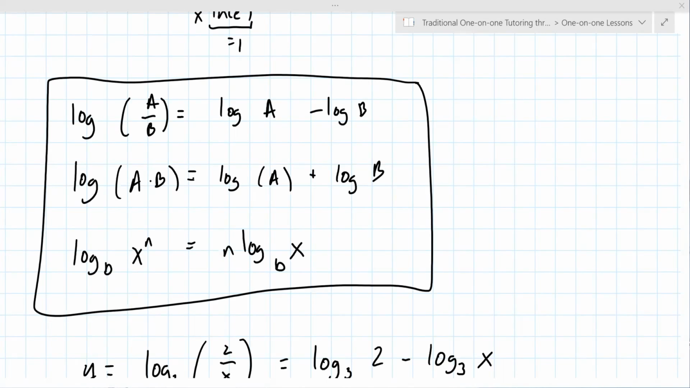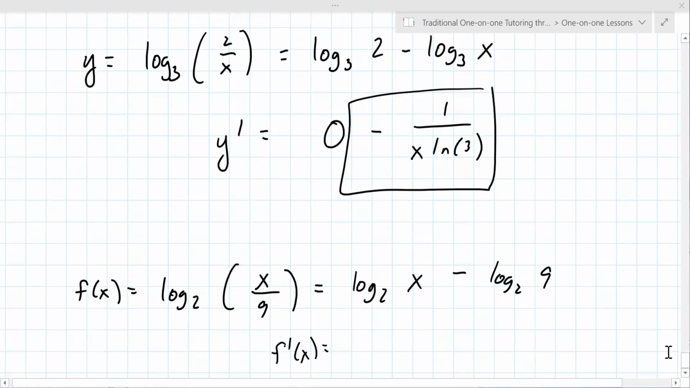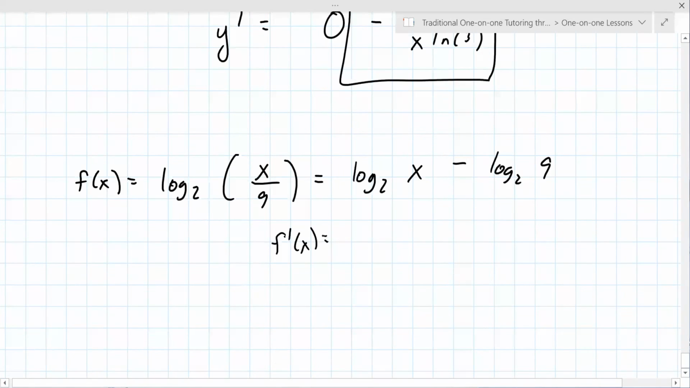So wait, I can't see. Go right, down. Let me go down. There it is. So what's the derivative of this first thing here? Log base 2 of x. It's 0. Okay. Well, this is 0. This is not. This is 1 over x natural log of 2.